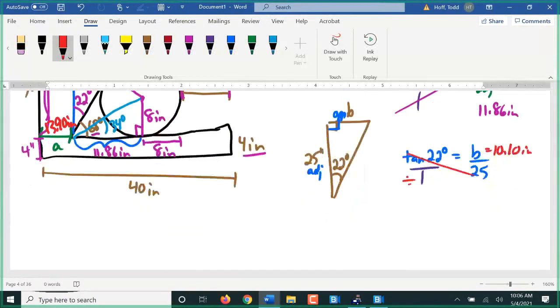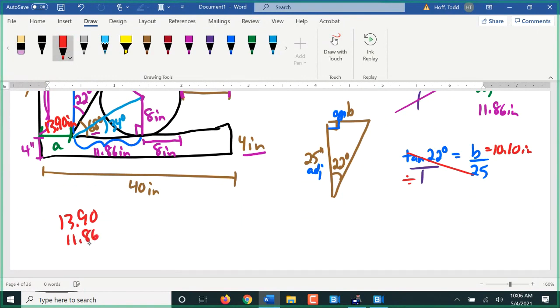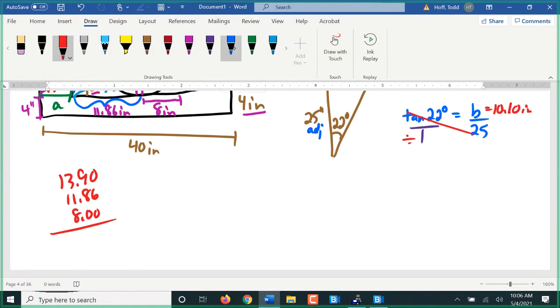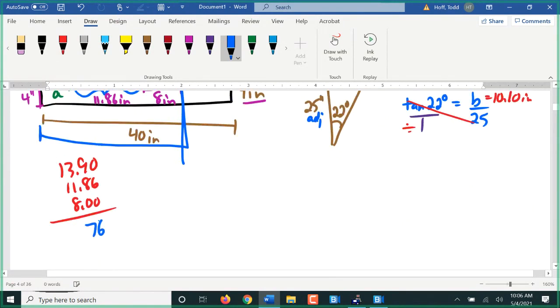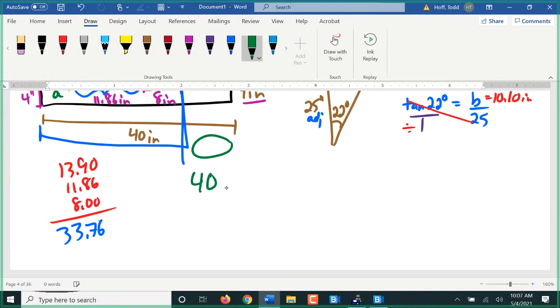So we have 13.90 plus 11.86 plus 8, we'll go 8.00. That'll give us the distance from here over to the edge of the ball there, which is 33.76. So this distance here is 40 minus the 33.76, giving us 6.24 inches. That's our dimension X.